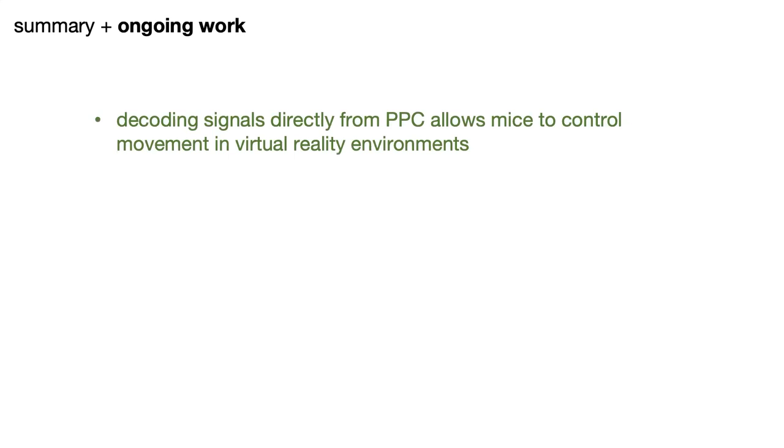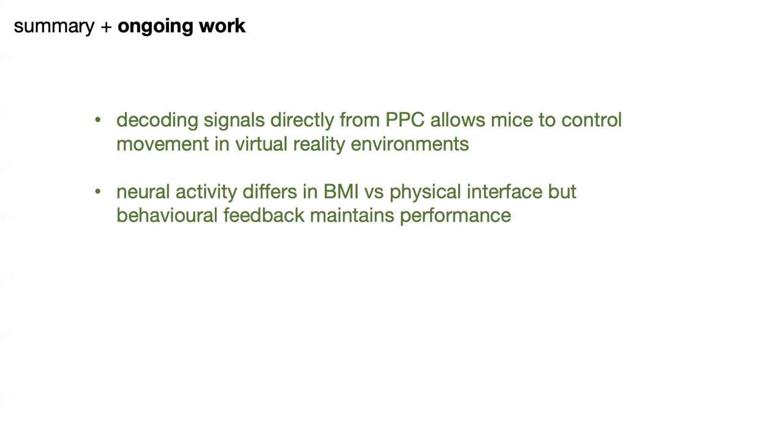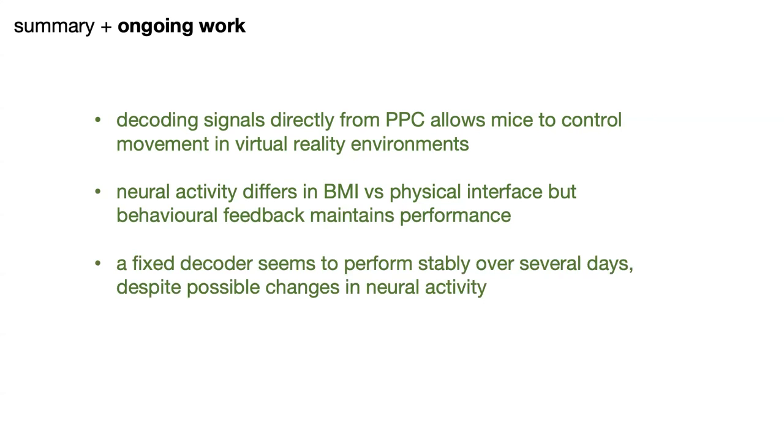Okay, so let me quickly summarize. I can take a few more questions after that. So in this part, I talked about decoding signals directly from PPC, and this actually allows these animals to control movement in virtual environments. Interestingly, the neural activity differs slightly from the BMI in the physical case. This is something that's seen in traditional BMIs as well, that use the motor cortex. So that's actually consistent. Interestingly, the fixed decoder seems to perform stably over several days, at least so far, despite possible changes in neural activity.